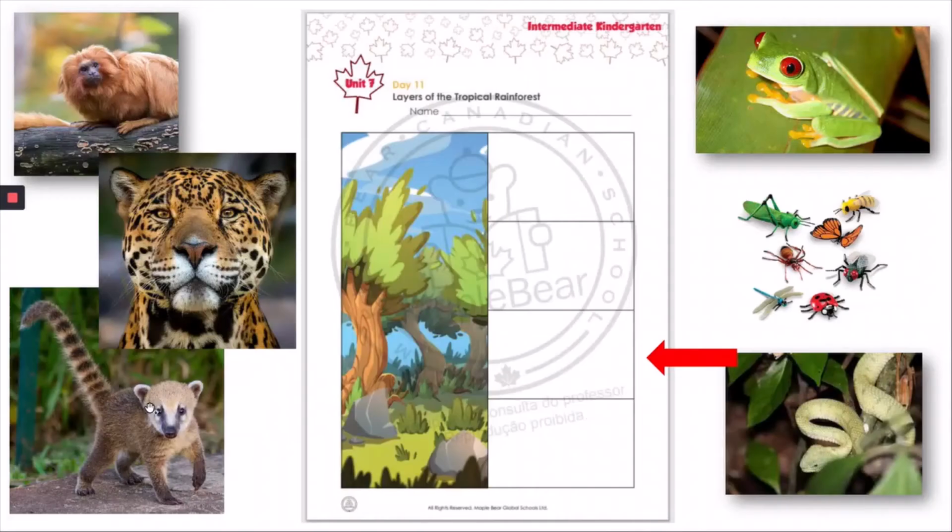So bears, I hope you have enjoyed the video. Now it's your turn to work. You see, we talked about the first two layers. Now we are at the understory. So in this rectangle, you're going to draw the animals you see here, okay? You can draw snakes, insects, frogs, monkeys, jaguars, or the coati. That depends, okay? So good luck, little bears, and I hope your drawing gets very beautiful.